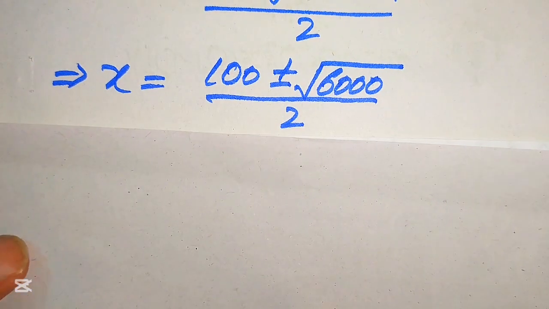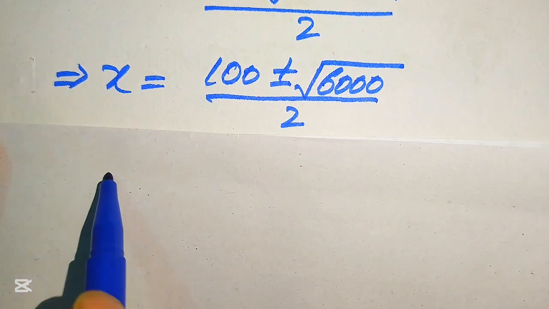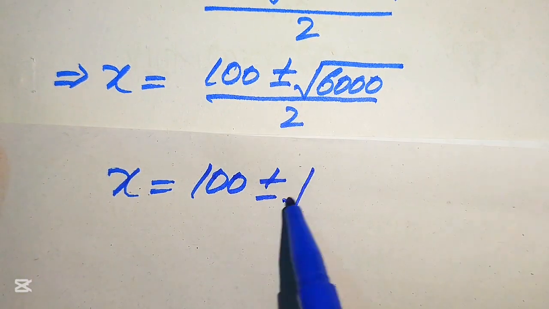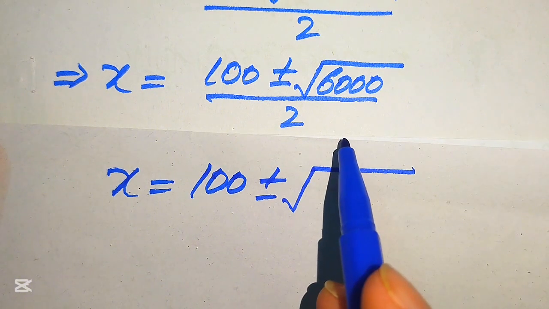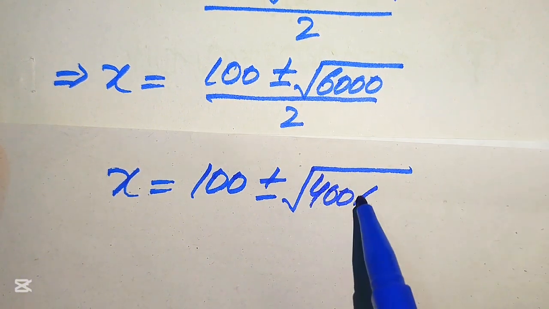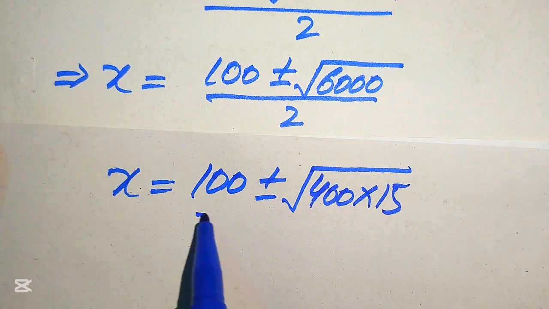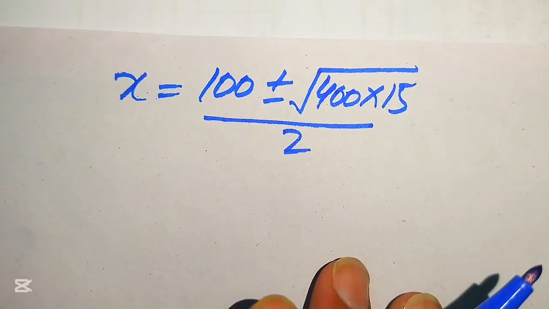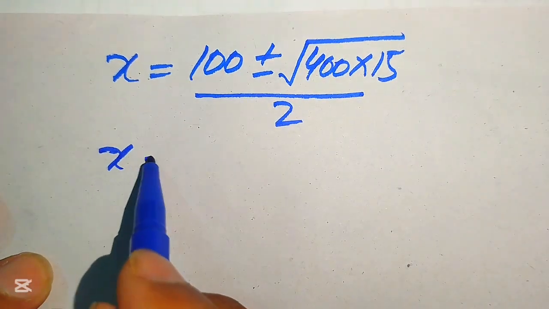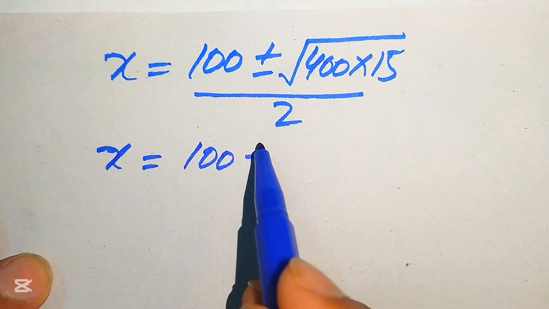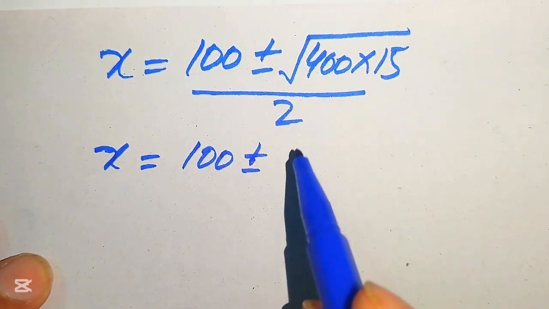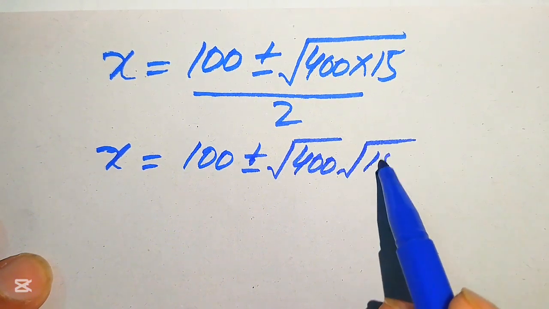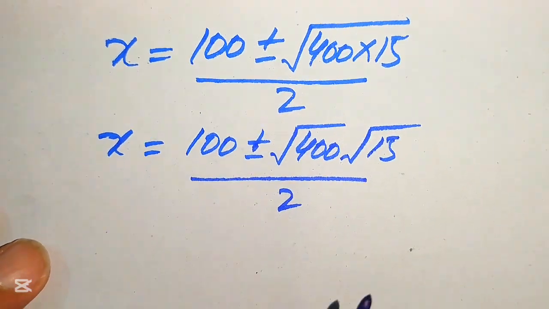In the next step we need more simplifications, and we have x equals 100 plus minus. Here we write this 6,000 in this form, 400 multiplied by 15, divided by 2. Now you see we need more simplifications, and it will be written as x equals 100 plus minus. Here we need to separate this square root sign, and we get square root of 400 and square root of 15, divided by 2.